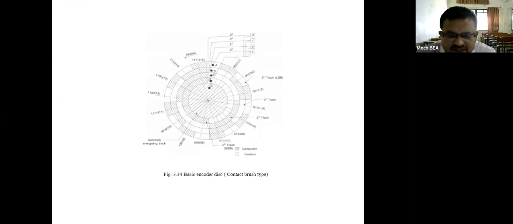But this is the disc. If you see, this is the common energizing track. This portion with the hatched lines shows conductor, and the portion which is not hatched is known as insulator.